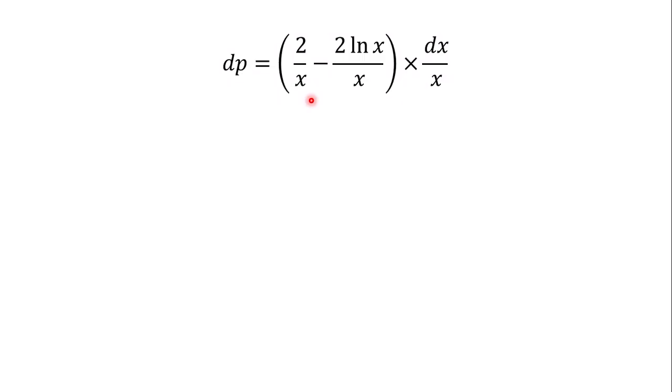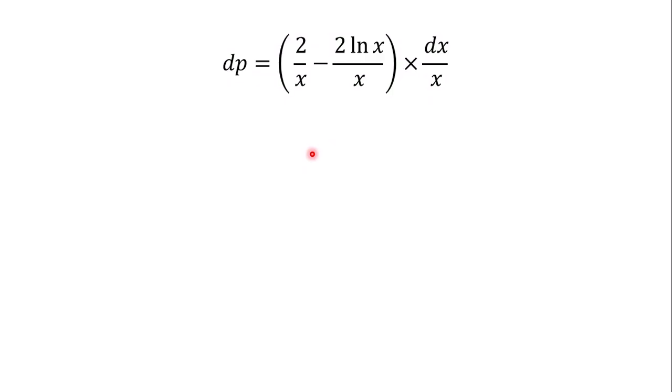But we first convert that one to fraction before this part. That's why we have just gotten this one directly. So here, this 1 over x minus 2 ln x divided by x multiplied by dx over x.